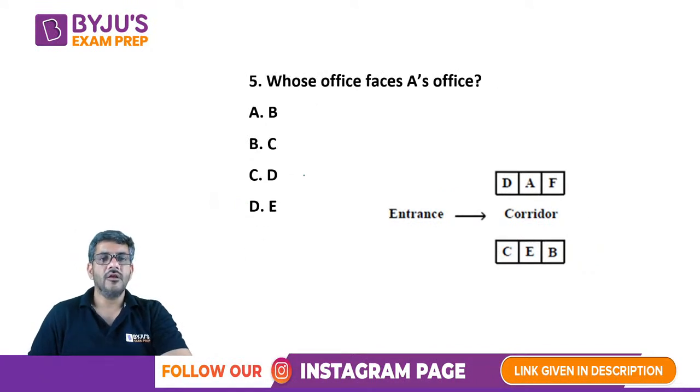Next, fifth. Whose office faces A's office? That is E. So option D is the correct answer.